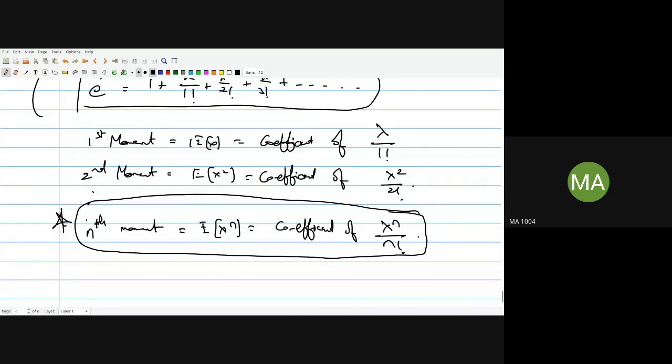Correct. So what if it is not centralized? Has anyone thought about this? What will be the MGF of a normal that is not centralized, with mean mu, not 0? Well, the expected value will shift. If we talk about the first moment, it will shift by mu only.